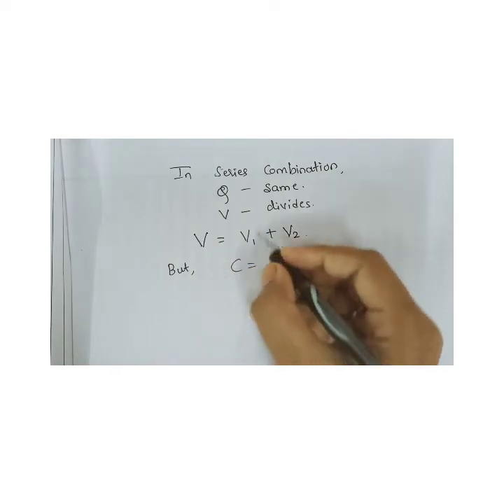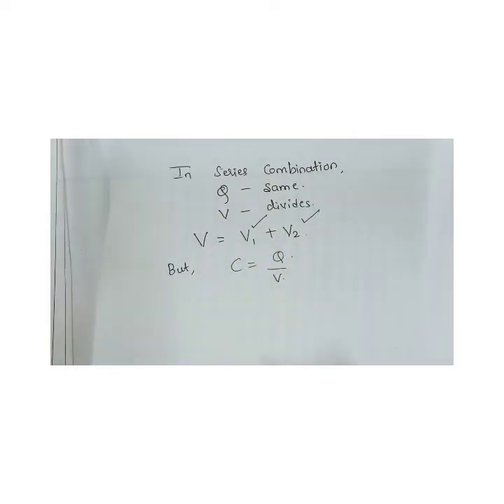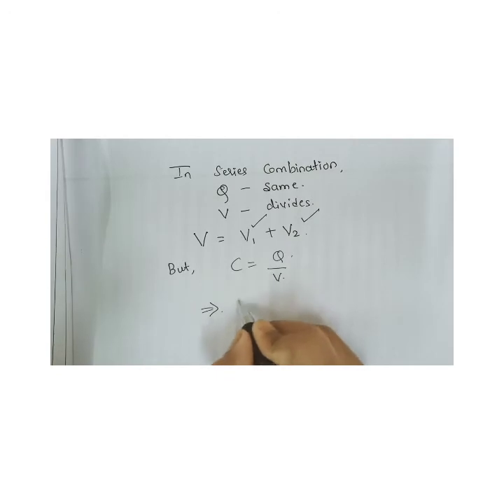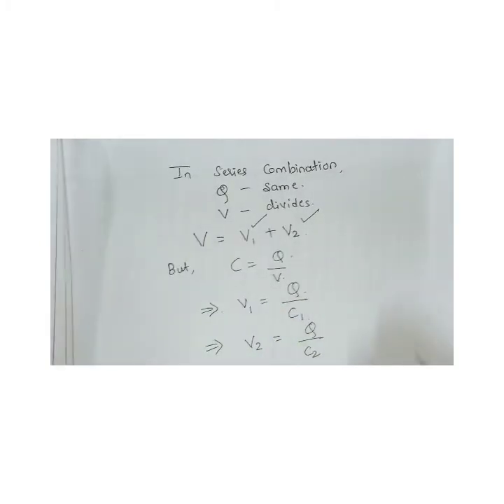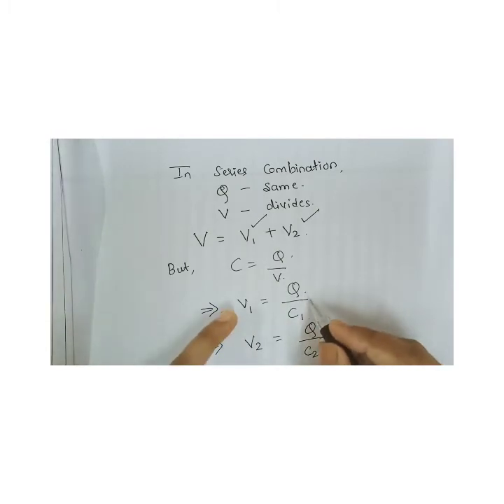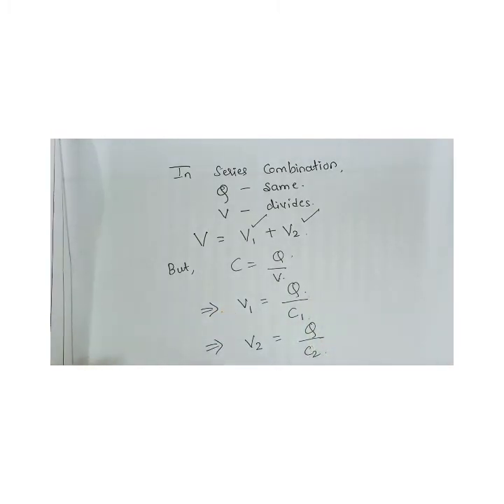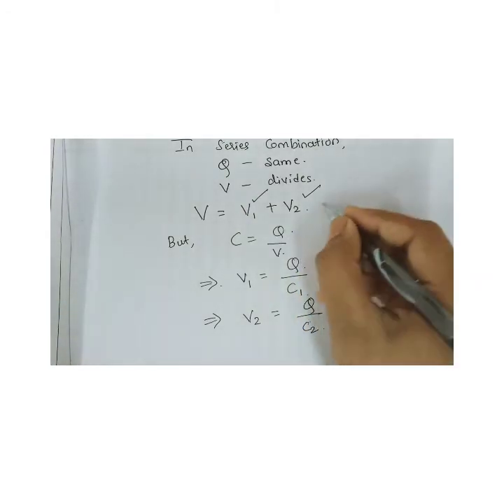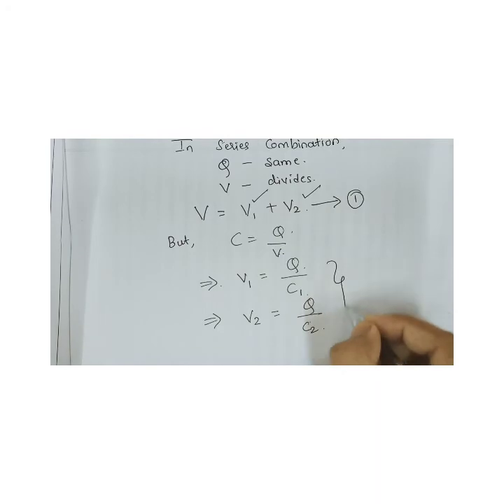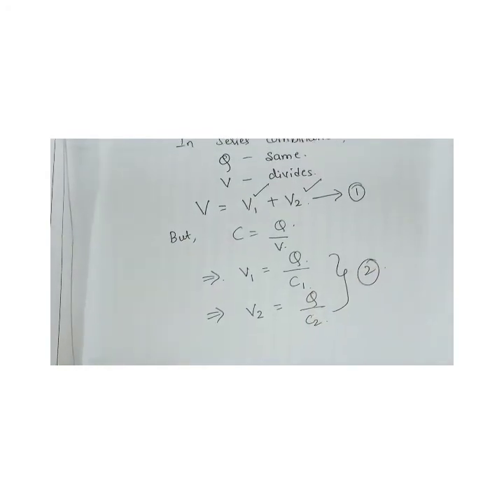So from this expression can I get the V1 and V2 values? Exactly. This implies that V1 equals Q by C1. Clear? This is for the first capacitor, and for the second capacitor, V2 equals Q by C2. Agree with this? This is the potential difference for the first capacitor, and this is for the second capacitor. This is by the basic definition. I'll take V equal to V1 plus V2 as equation 1 and these two as equation number 2.